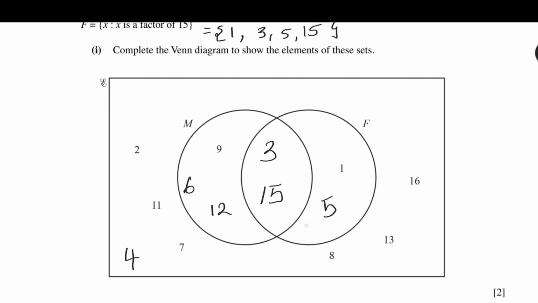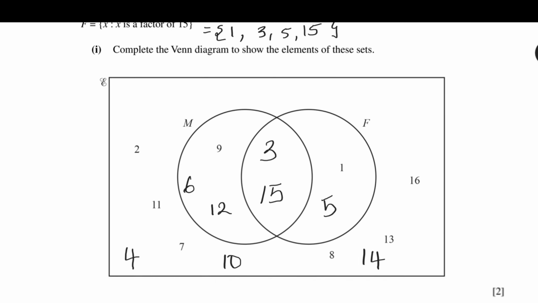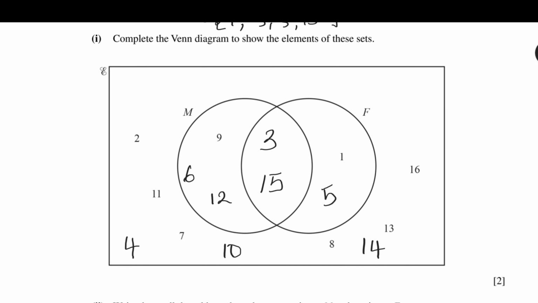5, 6, 7, 8, 9, 10 is missing. 11, 12, 13, 14 is also missing. 15 and finally 16. So all the numbers have been accounted for. All numbers within the universal set, when we listed it, have been represented in the Venn diagram.